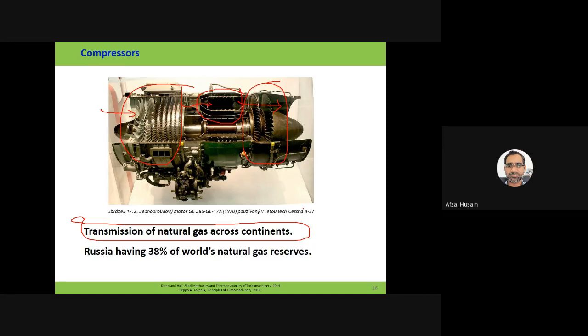So for that purpose, they basically use compressors first of all. And second, when they want to transport from one country to another country, then they need very high power compression to push the gas from one place to another, right? So for that purpose, they use high power compressors.